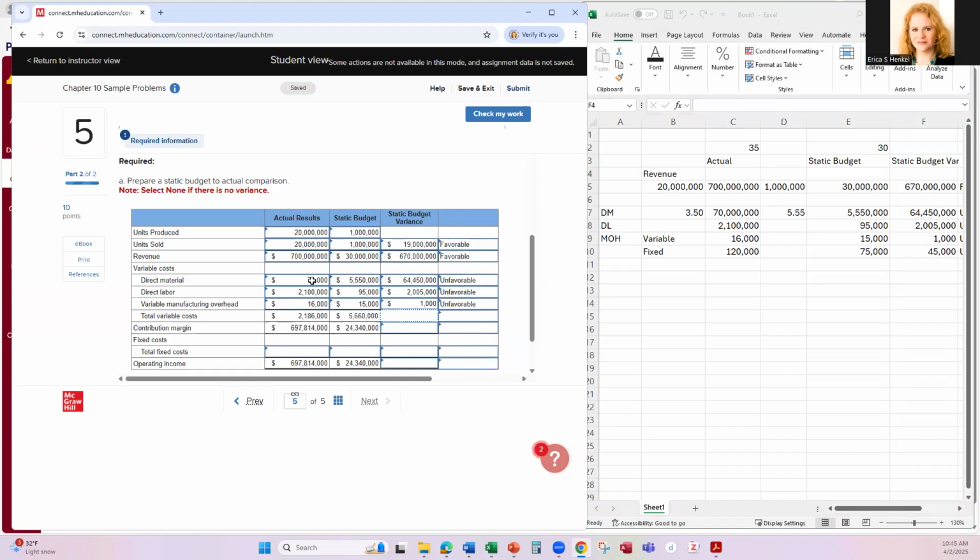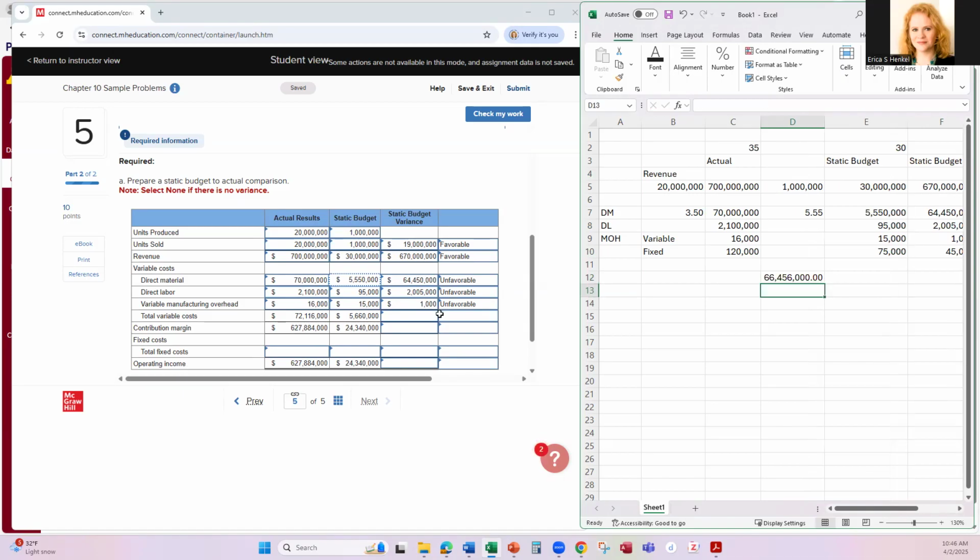All of these were unfavorable here in terms of variable costs. So our total variable cost difference here, I didn't calculate that. Oh, I think I have a couple zeros missing here. There we go. That looks better. Okay, so our difference there was 456,000. And that was ultimately, we said unfavorable because all of these cost ones were unfavorable.